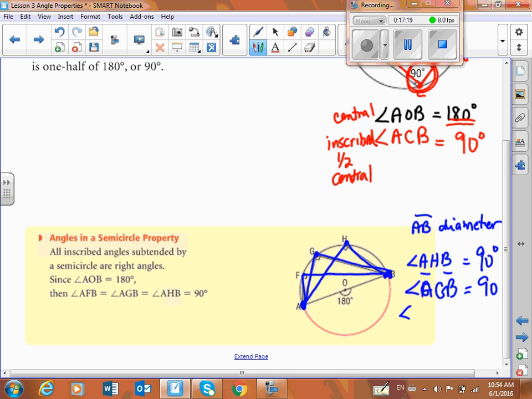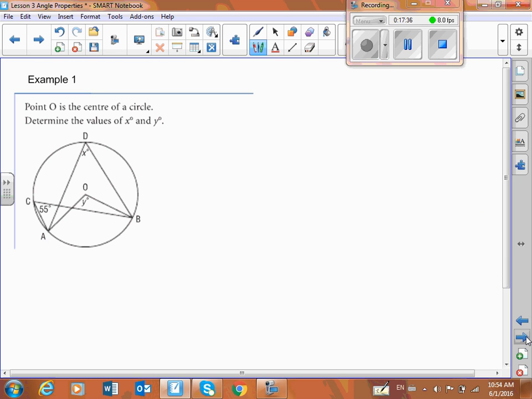AFB has to be 90 degrees. Now, what does this mean for us? I would predict moving forward that you need to know this rule to find out if something's a right angle triangle or not, and whether or not you're going to be able to use Pythagorean theorem. Okay? All right, let's do a few practice questions together.